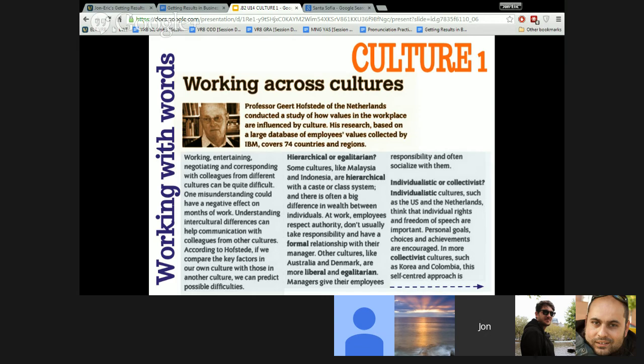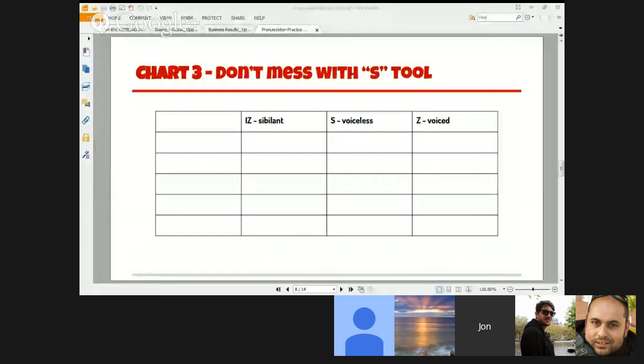Okay, let's stop there just for a second. I want to take a quick break to point something out that we can use in the future. This is from the last class, pronunciation practice, but I think we ought to use it here too. This is my don't mess with the S tool. There are three ways to pronounce the S. You've got the sibilant S, the voiceless S, and the voiced S as a Z. So three different S's.